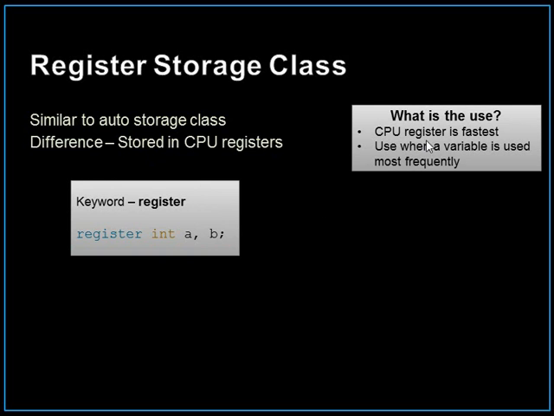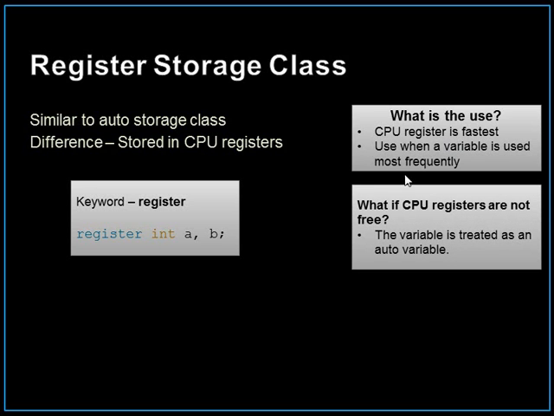Now what is the use of declaring a variable as a register? We know that CPU registers are very fast. Now when you need a variable most frequently, then you should declare it in a register, because the access time will be reduced. So you declare the variable which is most used in the CPU registers. Now CPU registers are limited. What if CPU registers are not free? Then in such a case the variable is treated as an auto variable.